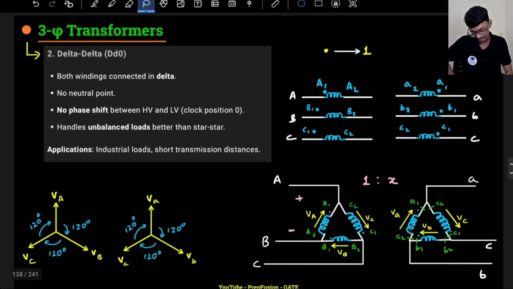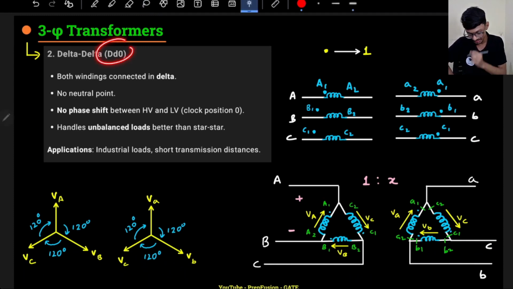So now let's discuss the delta-delta transformer. Let's first discuss DD0. Whenever there is a phase shift of 0, that means the connection diagram on the high voltage side and the low voltage side will be exactly the same, ditto the same.